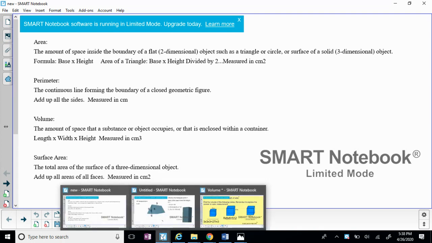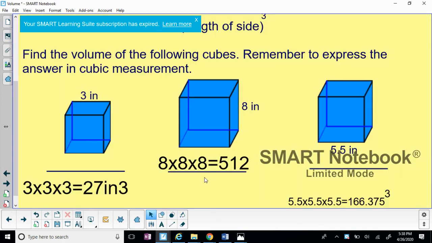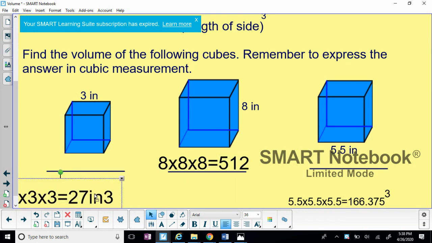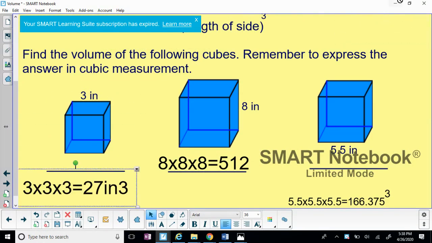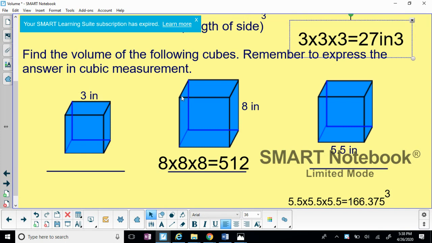So, if I went back to my volume video, and we put volume out of our head for a minute, let's move this over here. If we instead thought of this cube in terms of surface area, that means we're going to add up the dimensions of all the faces of this cube. So think of it like this.